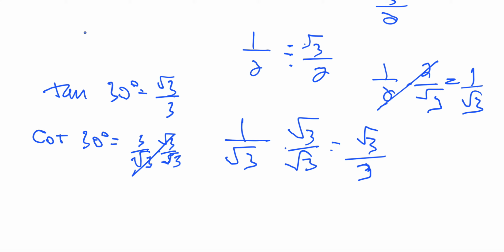Wait, we have 3 over root 3, times root 3 over root 3. And then you can simplify it after that. So it's 3 root 3 over 3. Which is root 3. Right? So the cotangent of 30 degrees is root 3.